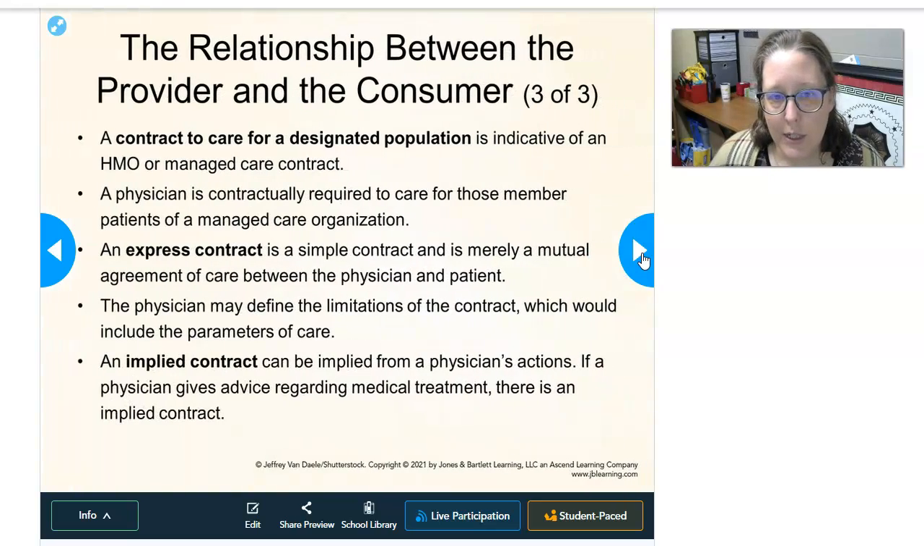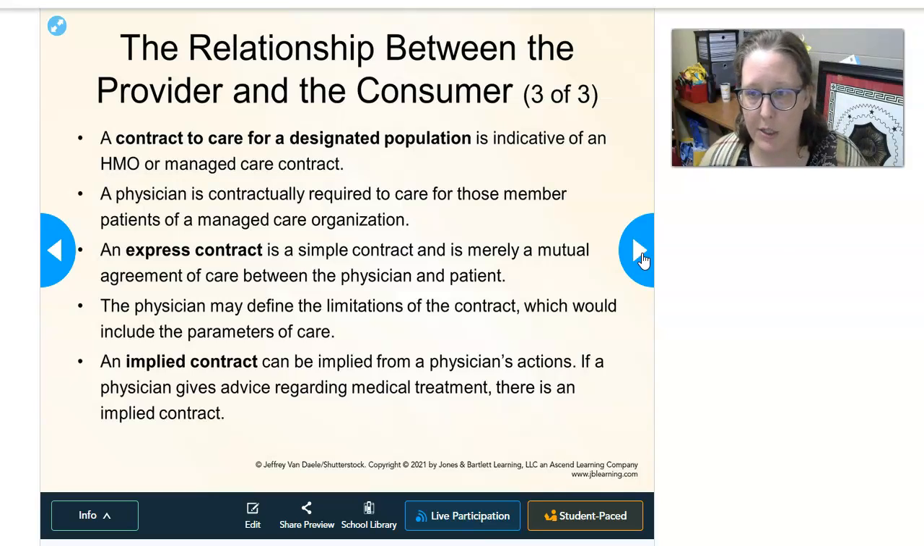So a contract to care for a designated population is usually indicative of an HMO or a managed care contract. A physician is contractually required to care for those members or patients of a managed care organization, especially as long as that physician is in the contract with the managed care organization, and then those patients are part of that managed care organization.